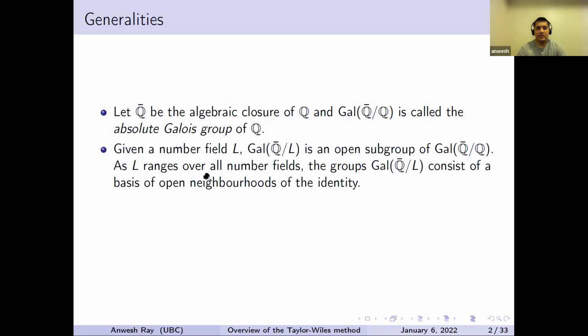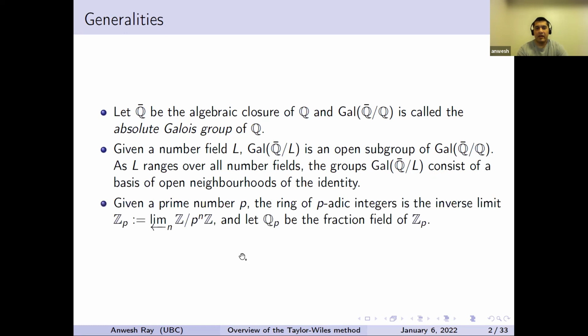Topologically, we can think of this as follows. Given any number field L, the Galois group of Q bar over L is going to be an open subgroup of this Galois group. And all of these groups give us a basis of open neighborhoods around the identity. Then, given a prime number p, the p-adic integers Z_p will be the inverse limit of Z mod p^n, and Q_p is going to be the fraction field of Z_p.